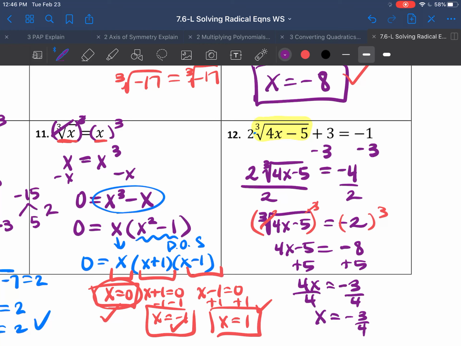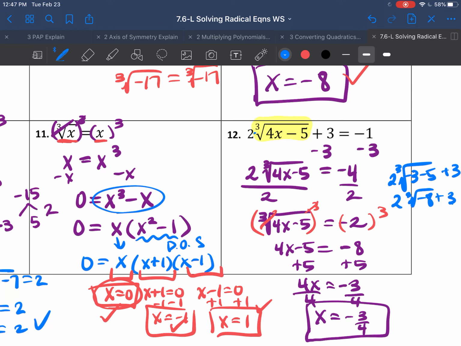Okay, x equals -3/4. This one does work if you plug it in. 4 times -3/4 is -3. Let's switch to blue. So I end up with -3 minus 5 plus 3 under the radical, which is -8 under the radical. Cube root of -8 is -2. 2 times -2 is -4. -4 plus 3 is -1, which matches the right-hand side.